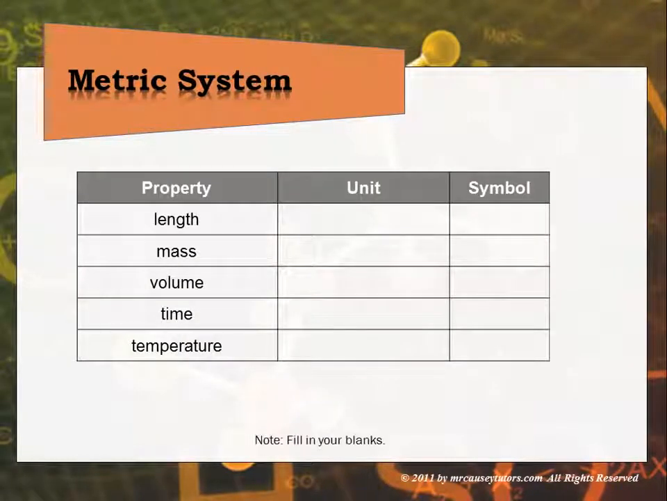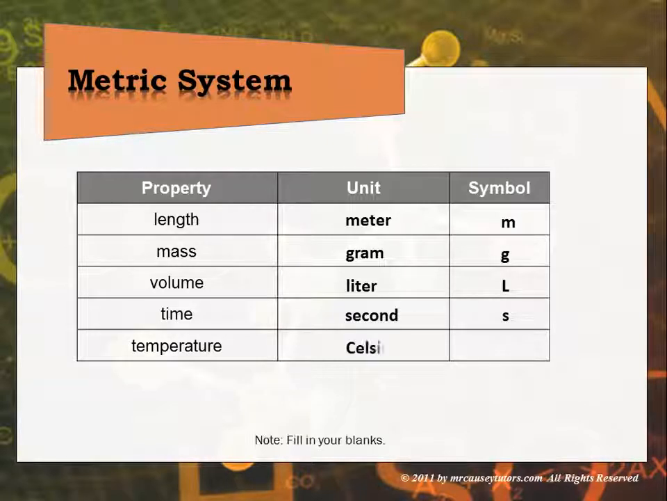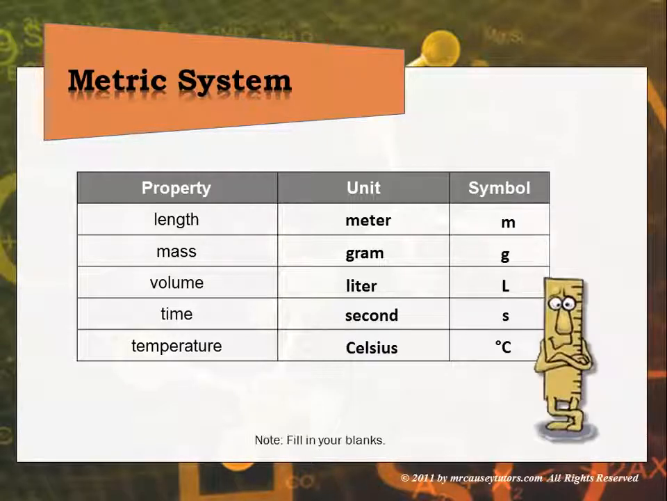The units in the metric system: for length, we have the meter. Mass, we have the gram. Volume, we have the liter. Time is the second, and temperature is Celsius.